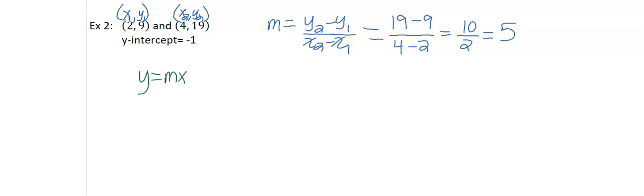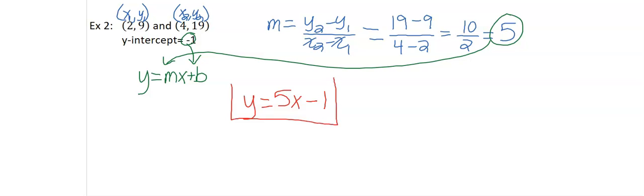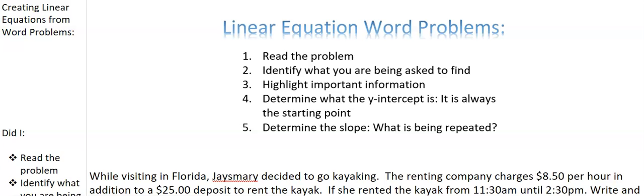Now when I write it in our slope-intercept form, it's y equals mx plus b, and I can replace our slope and our y-intercept. So when I rewrite our formula, it is y is equal to 5x plus b. And since our b is negative 1, we have y is equal to 5x minus 1.